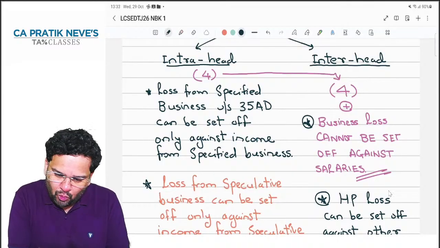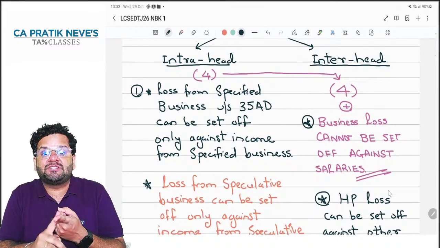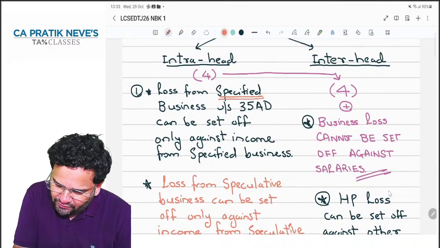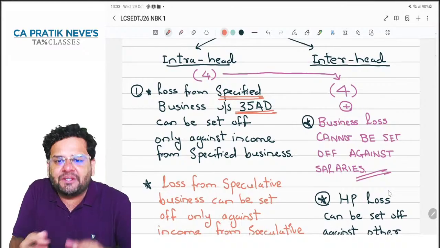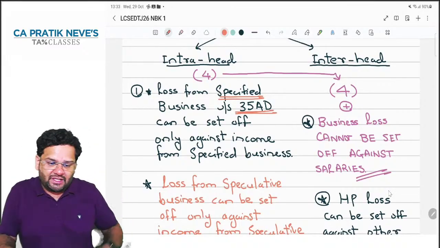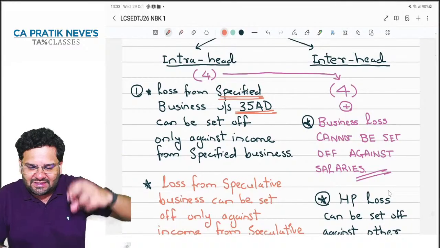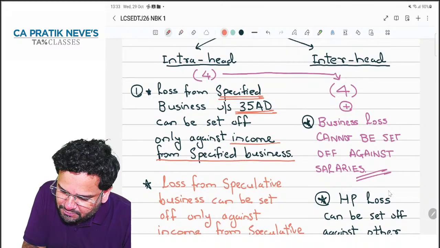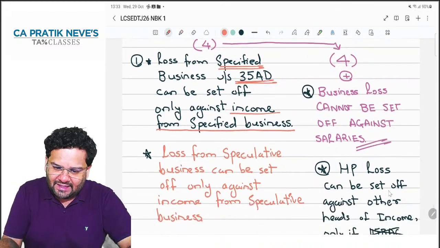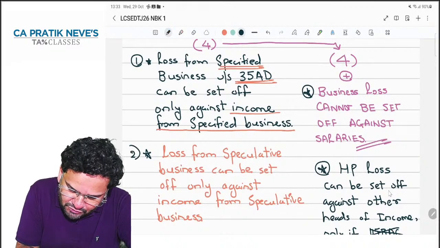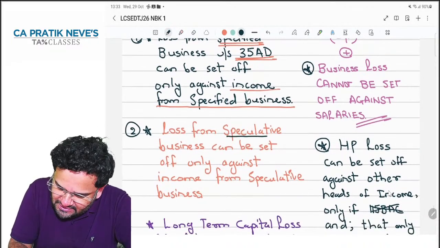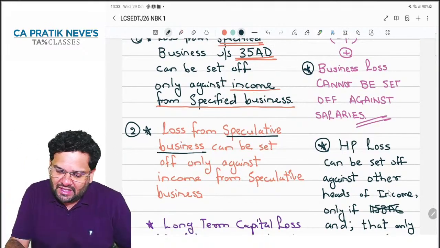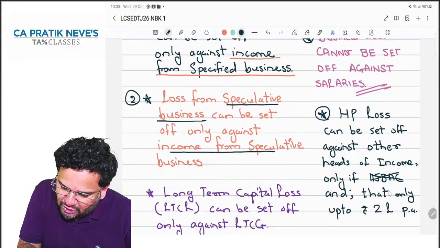So, 1. Loss from specified business. There is one specified business of section 35 AD, which is a special type of business. Loss of that specified type of business can be set off only against income from specified business. Secondly, loss from speculative business can be set off only against income from speculative business.